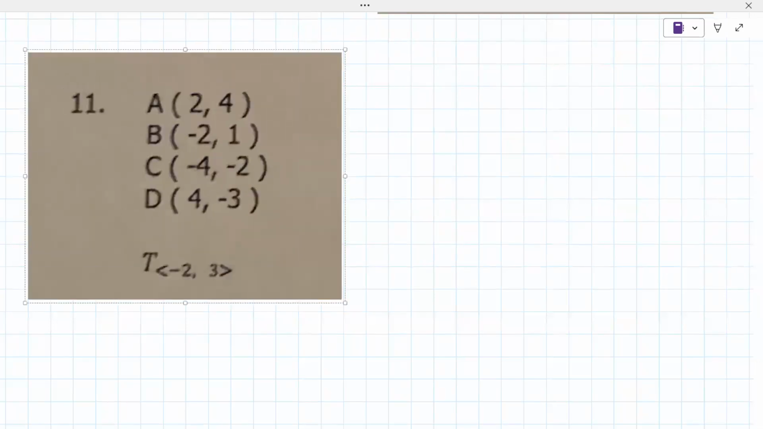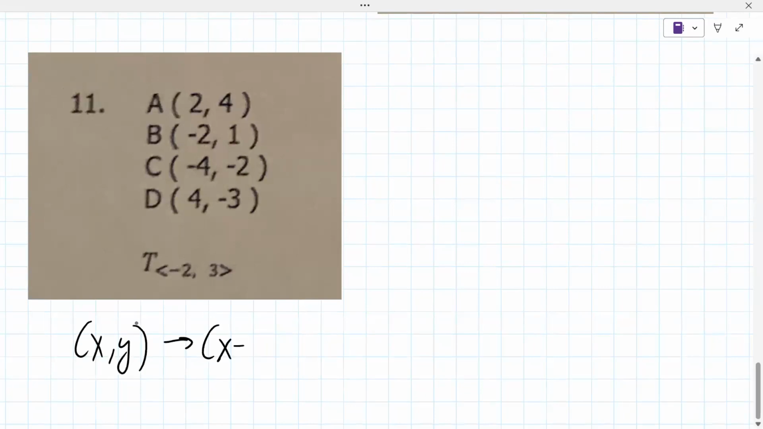This 11, I mean, they're just using different notation. This just means that (x, y) is going to (x - 2, y + 3).